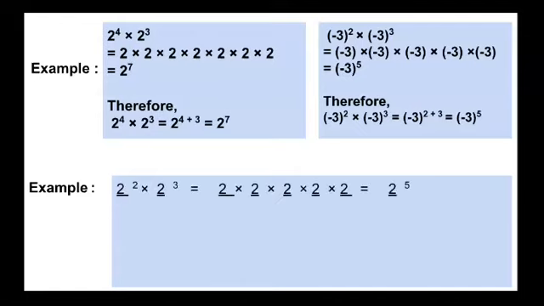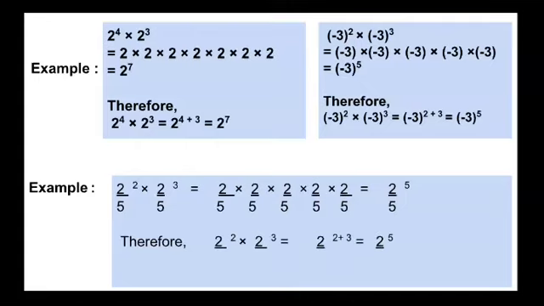The next example, 2 upon 5 raised to 2 into 2 upon 5 raised to 3 is equal to 2 upon 5 raised to 5, as they have written in the expansion, since 2 plus 3 is 5.